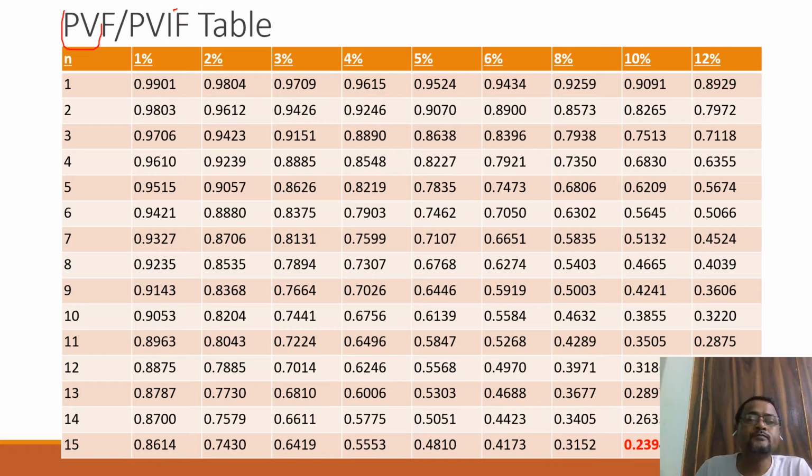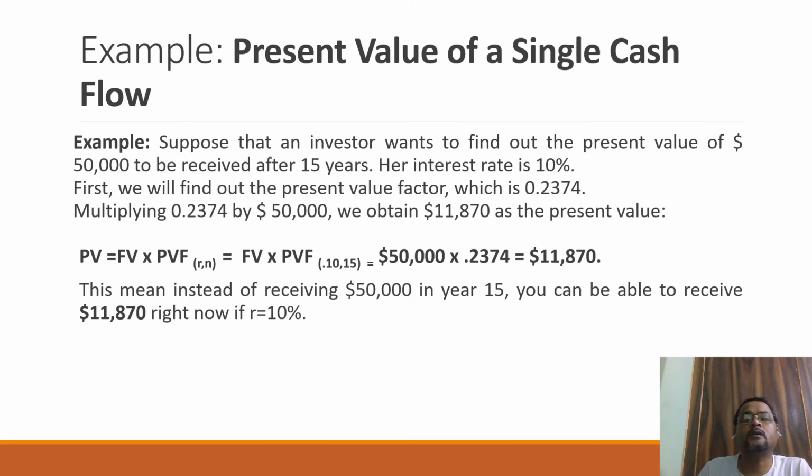You can see if the rate of interest is 1% and period is 1, the present value factor is 0.9900. If the interest rate is 2%, this is the present value factor. If it is 12%, this is the present value factor. If we are using a 10% factor and number of years is 5, we will use this one. Fine. So in the next example, we will be using a 10% interest rate with 15 years. The factor is 0.2374. Let's go to the example.